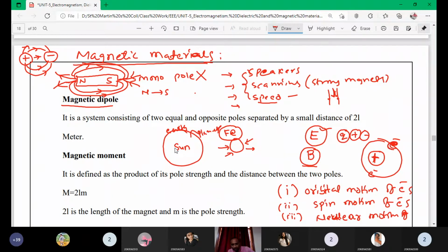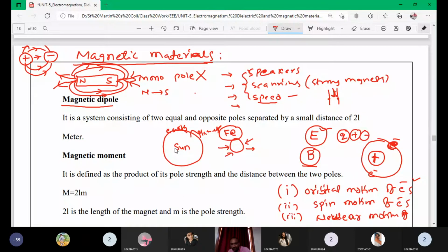Because of this orbital motion of the electron, there is some magnetic field. These electrons act as a magnetic dipole, as very tiny magnetic dipoles. Because of these magnetic dipoles, there is a magnetic field in an atom.